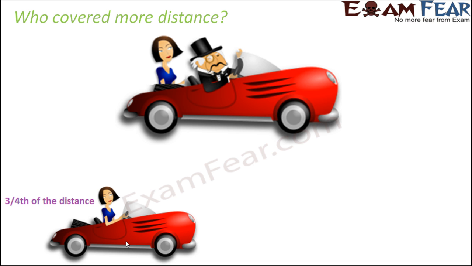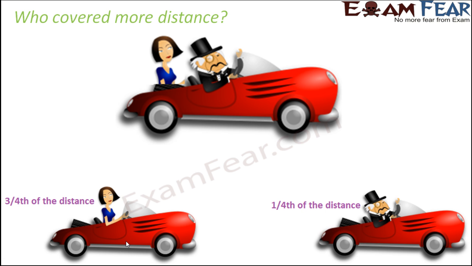Now, Mrs. Smith, she drove for 3/4 of the distance. So whatever the total distance was, she covered 3/4 of that entire distance, and Mr. Smith covered the remaining 1/4 of the distance. So that's how they divided the driving amongst each other, so that none of them should get stressed out. Now, if you are asked that who covered maximum distance, who drove for the major part of the distance, whether it was Mr. Smith or it was Mrs.